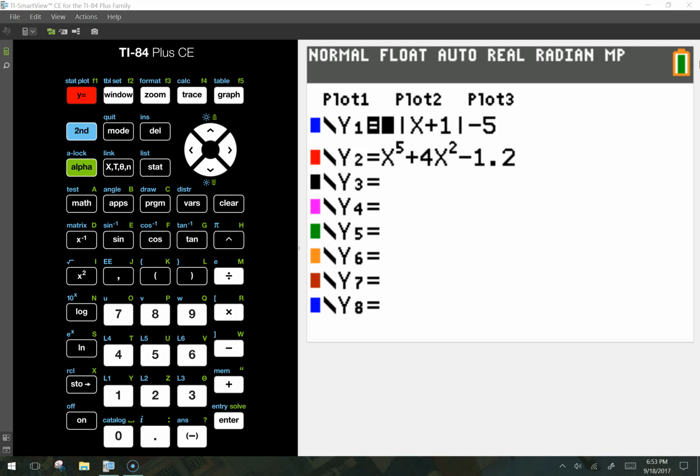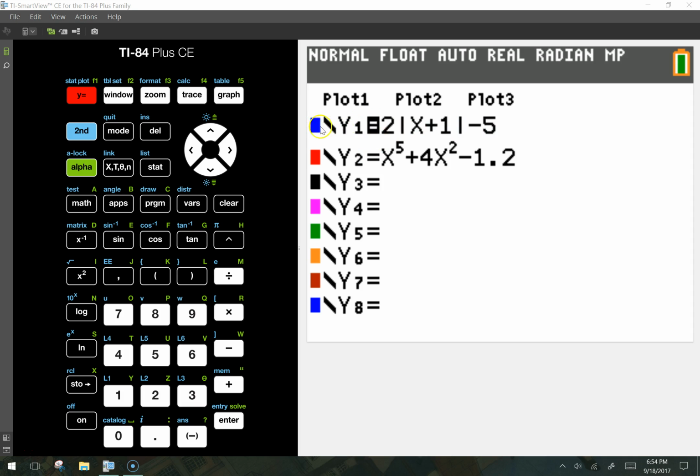Hi everyone! In this quick video I am going to briefly walk through using some of the second trace features in the calculator. Specifically, we're going to be looking at, in the TI-84+CE, how to use the second trace zeros, minimum, and maximum features.